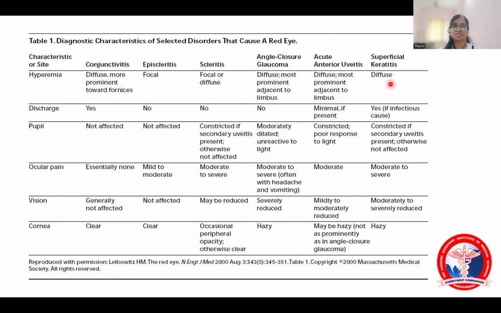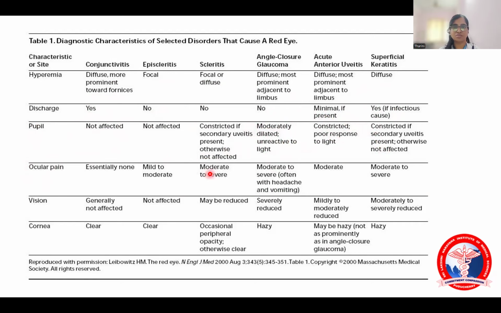In keratitis, the condition is diffuse. Discharge will be present only in conjunctivitis and rarely in superficial keratitis, but other conditions will not have any discharge. Pupil will be affected only in angle closure glaucoma. The pupil will be dilated and non-reacting to light. Whereas in anterior uveitis and keratitis, the pupil will be constricted. So in other conditions, the pupil will not be affected.